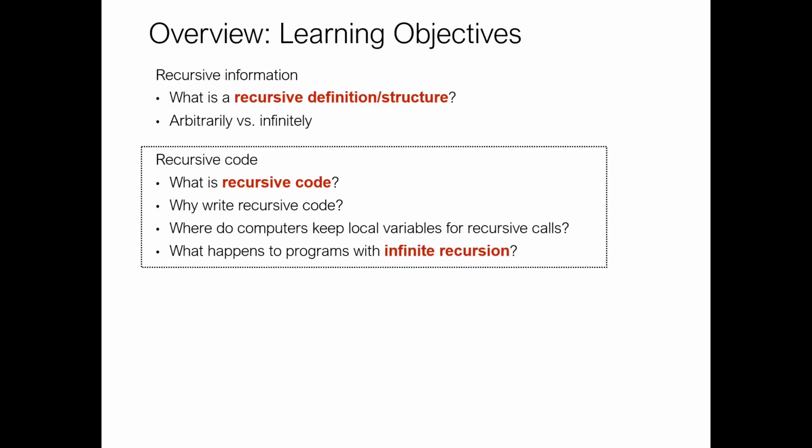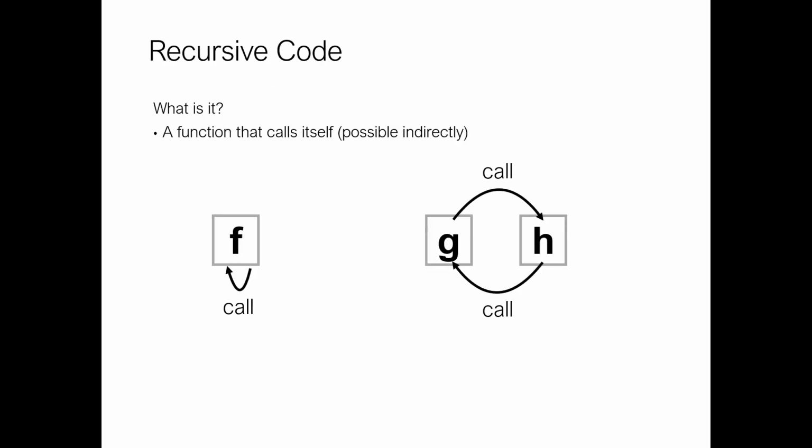Okay, so at this point we've talked about recursive definitions and recursive data structures. I'm now going to go into what recursive code looks like. So recursive code is simply a function that calls itself. And that can either be direct, as we see with F on the left there, or it can be circular with functions G and H. And there could be any number of functions that all link back to the first one. It's not necessarily just two functions.